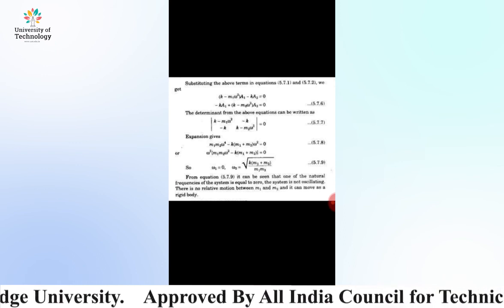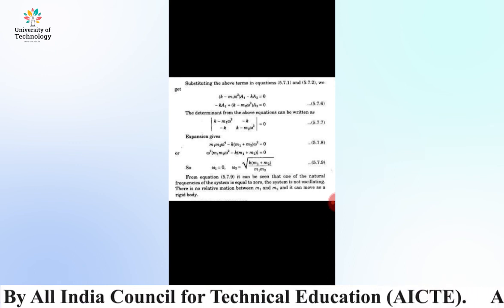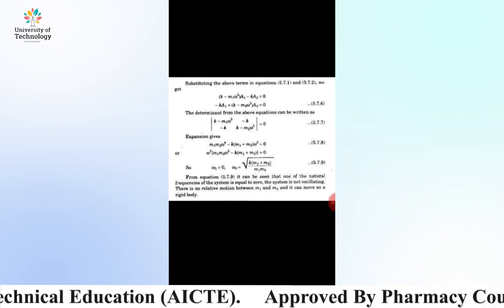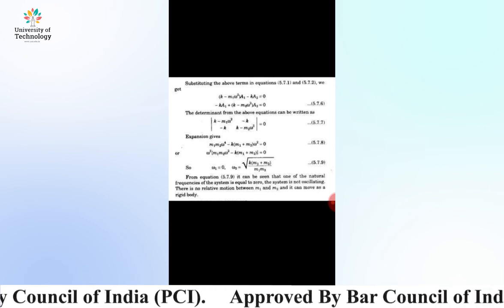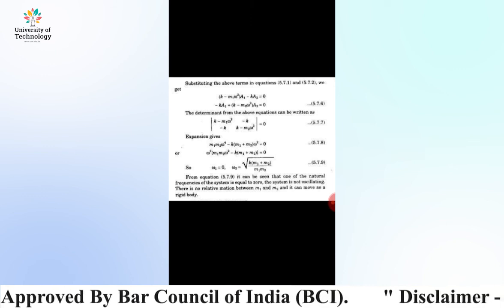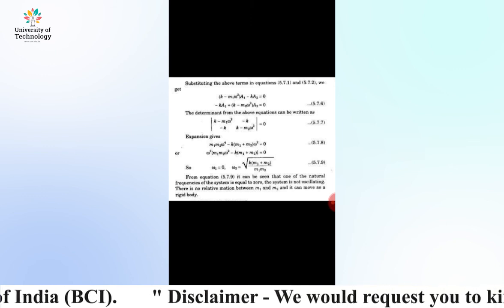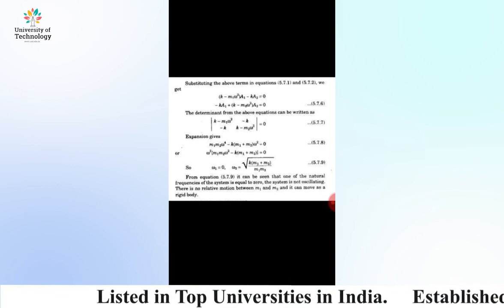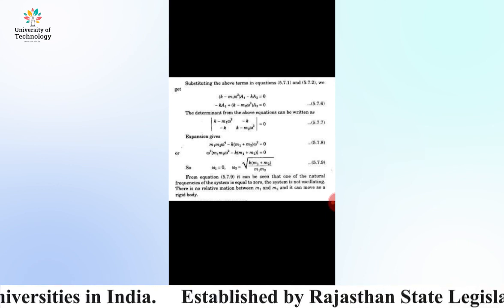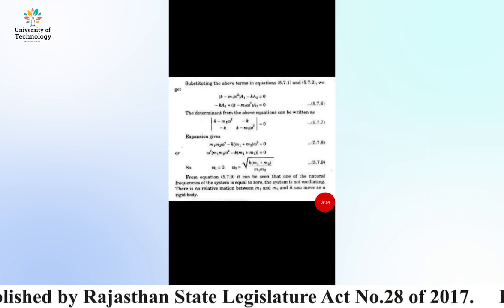By taking omega square common, that is omega square [m1 m2 omega square minus k (m1 plus m2)] is equal to 0, where the value of omega 1 is equal to 0 and omega 2 is equal to root of k (m1 plus m2) upon m1 m2. In this equation, that is 5.7.9, we can see that one of the natural frequencies of the system is equal to 0.